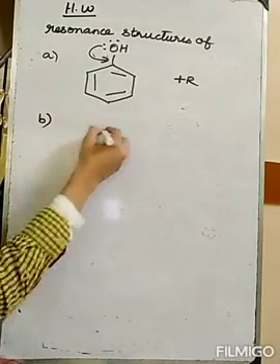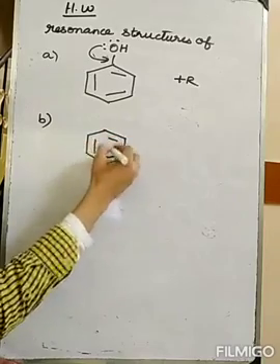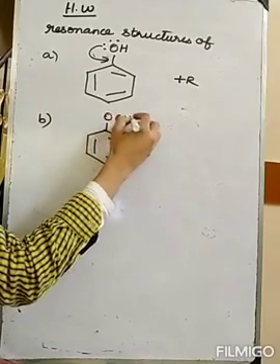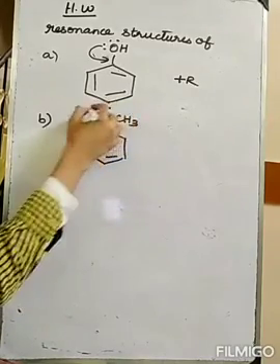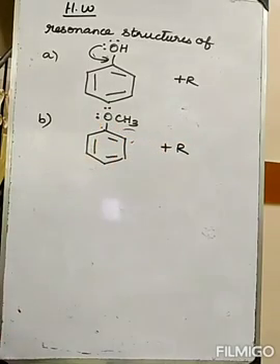Then you should draw the resonance structures for this compound, OCH3. Again here also this will donate electrons. Okay, so this will also show plus R effect. So draw the resonance structures for these two molecules and come tomorrow, and those who are watching it online, you must send me the pictures of your completed work.